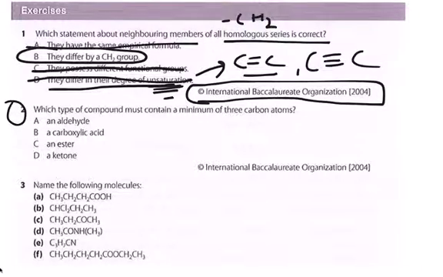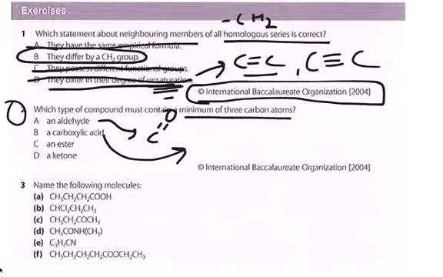Question 2. Which type of compound must contain a minimum of 3 carbon atoms? Ooh, this is interesting. An aldehyde. Well, what's an aldehyde? An aldehyde is a carbon with a double bonded oxygen on the end. That's an -al group. So does that need 3 carbon atoms? No, it doesn't. We could have an aldehyde with less than 3. We could have 2 carbons. Carboxylic acid. Well, carboxylic acid is a double bonded oxygen and an OH group. And actually you can have methanoic acid. You can just have a single carbon to give you that.